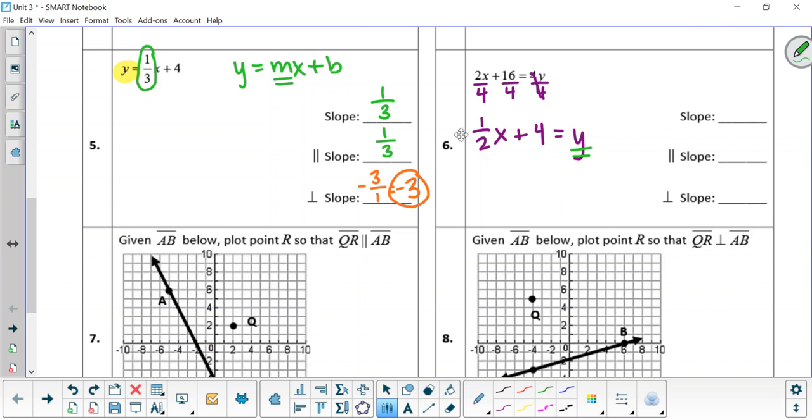Now all we have to do to find the slope is look at the number in front of the x. So in this case, it's 1/2. So the parallel slope is also 1/2. And the opposite reciprocal would be a negative 2 over 1, which we turn into negative 2.